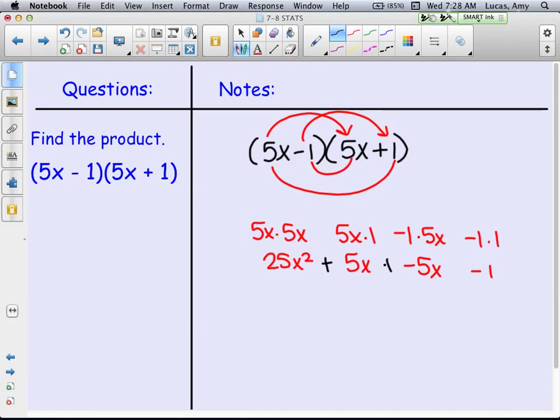I can add together my four products and notice again, 5x and negative 5x cancel each other out. So my perfect squares are 25x squared minus 1. 25x squared is a perfect square because it's 5x times 5x. And 1 is a perfect square, 1 times 1, and it's called the difference of squares. So they're being subtracted from each other.